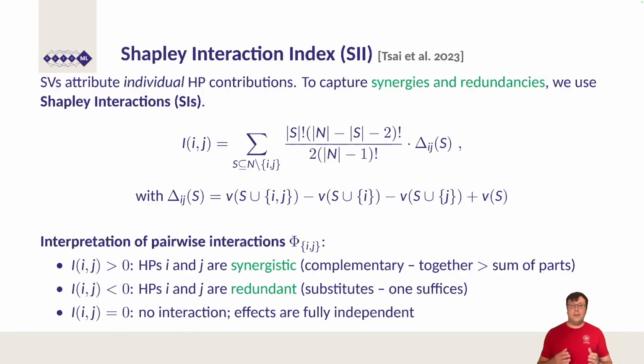The sign is interpretable. A positive interaction indicates synergy. The pair is complementary, jointly worth more than the sum of the individual effects. A negative interaction indicates redundancy. The hyperparameters are substitutes. 0 indicates separability. Because the index is defined over coalitions symmetrically, it is free of the ordering artifacts that plague greedy ablation.